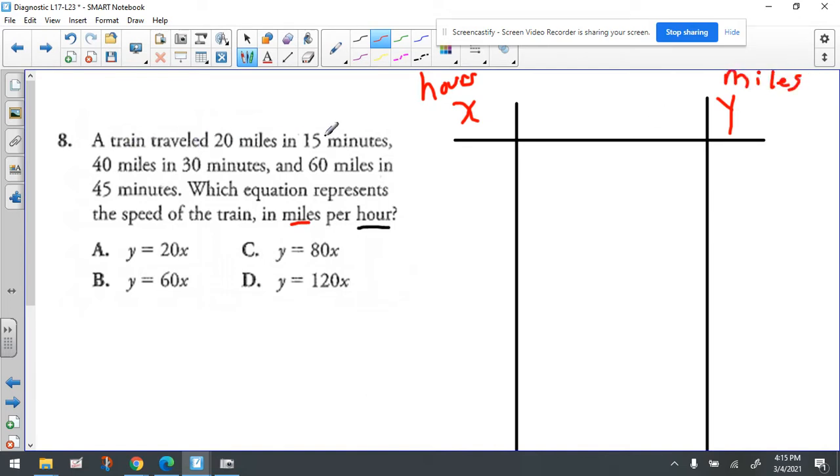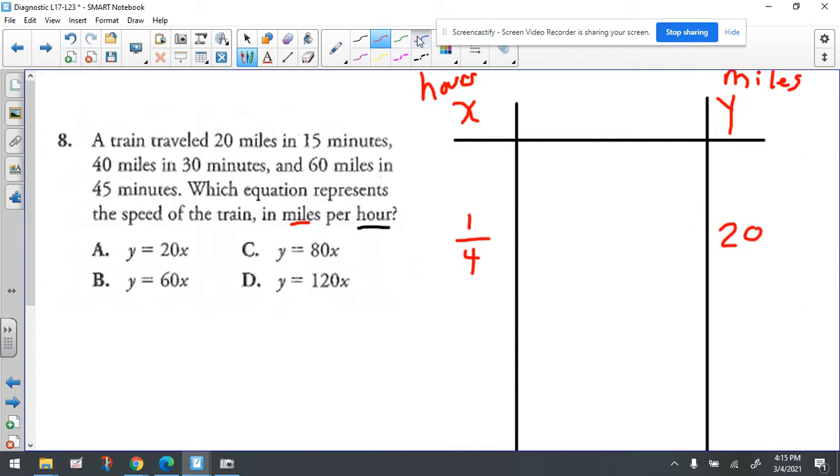All right, let's take some of the information that's provided to us and put it in our table, but we have to be careful to convert minutes to hours. The first piece of information that's given to us is right here. We're going to go 20 miles in 15 minutes. Now, did you know that 15 minutes is 1/4 of an hour? So we're going to use the fraction equivalent. In 1/4 of an hour, we're going to go 20 miles.